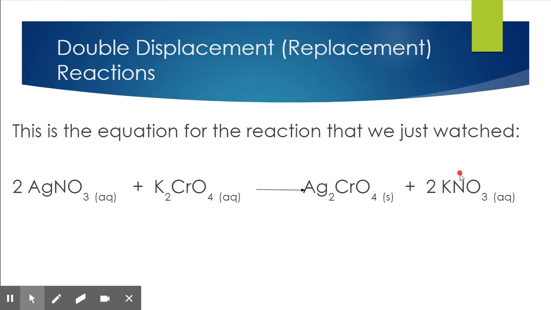Remember, this is the key. Matter is neither lost nor destroyed. It's neither created nor destroyed. Okay? So whatever you have on one side, you're going to have on the other side. And it's just getting used to which ones switch with what.